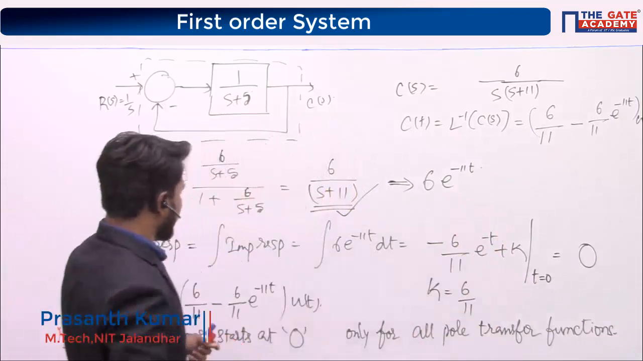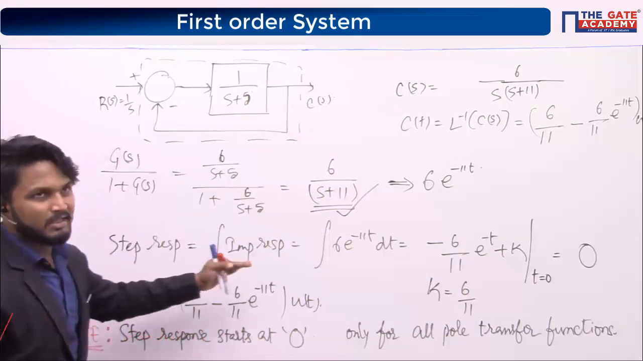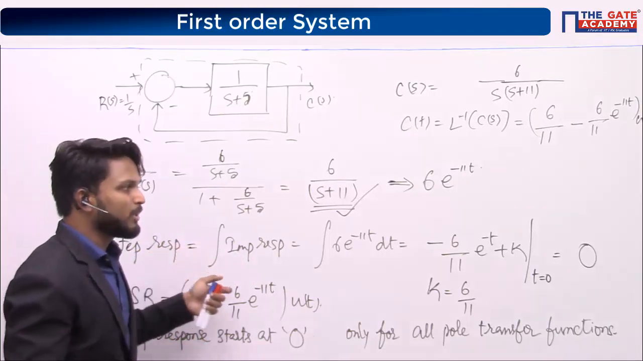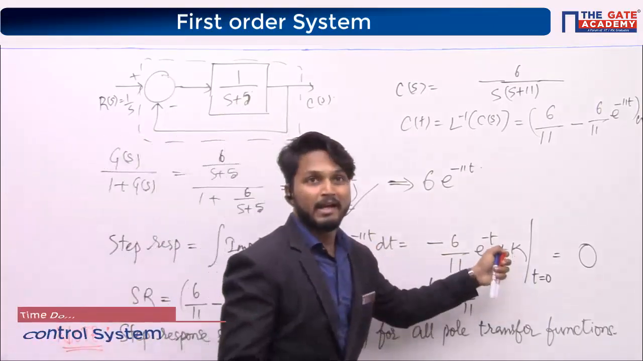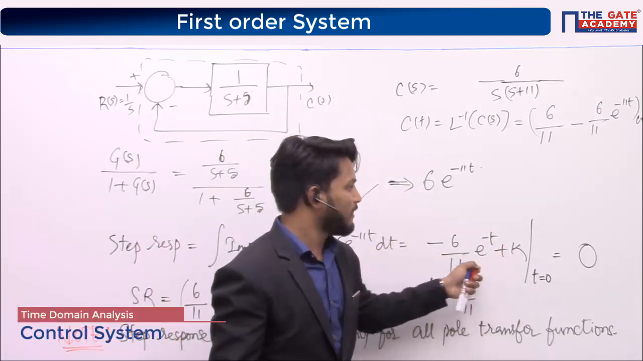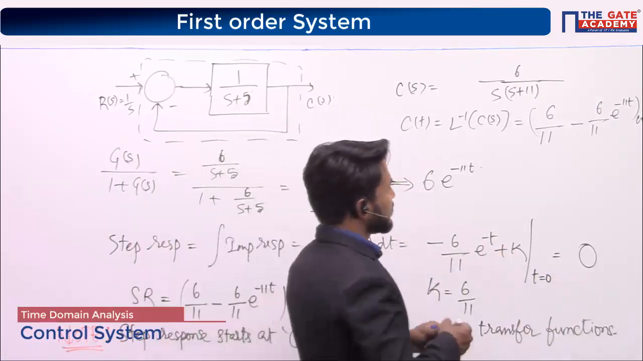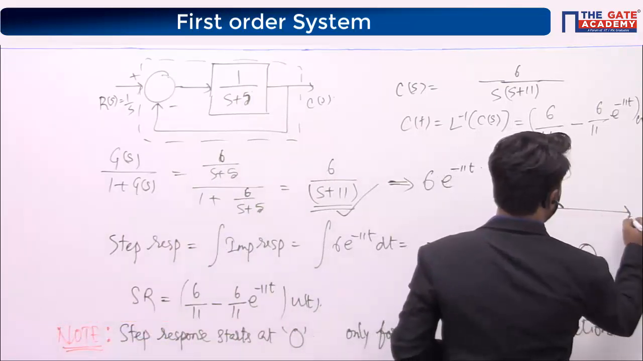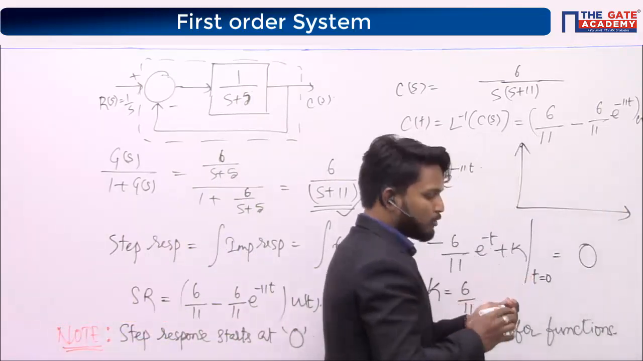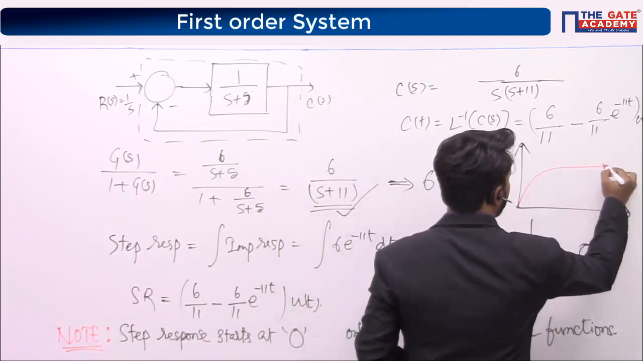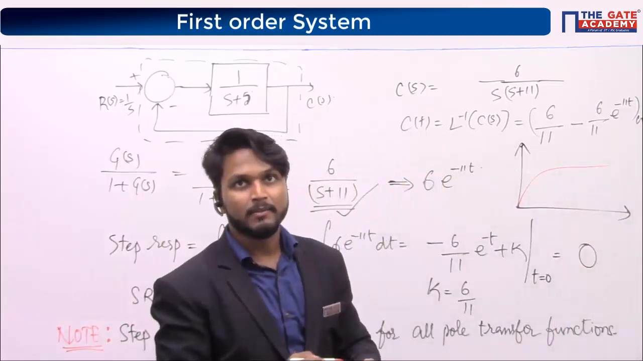See here, we have integrated the impulse response in order to get the step response, right? So what did we assume in order to find out the value of k? At t equal to 0, the value of the response is 0. This is what we have assumed. So let us say we have assumed our response to be something like this, starting at 0 for t equal to 0, like this.